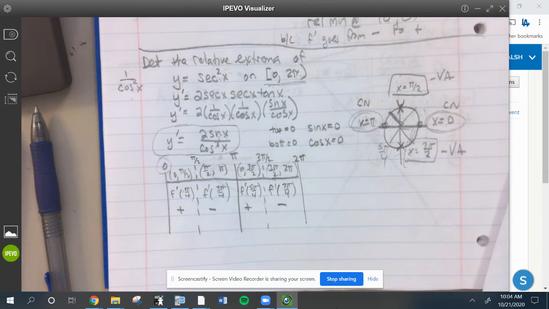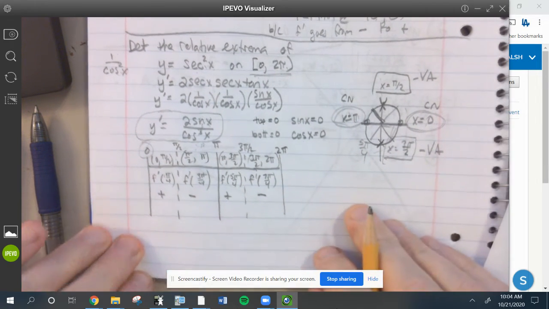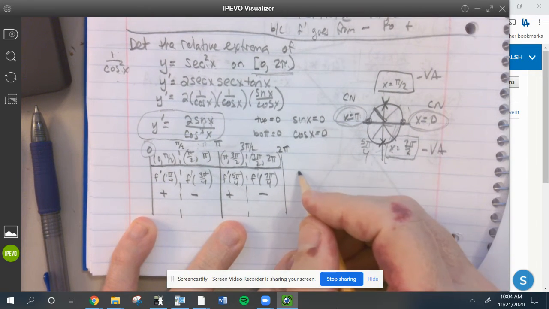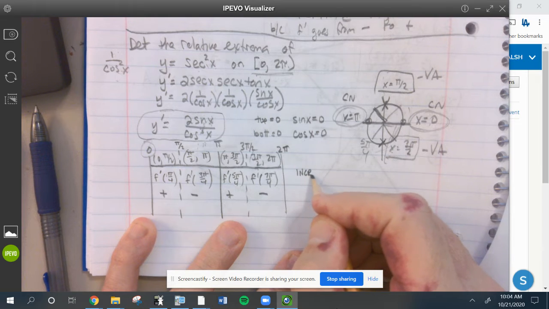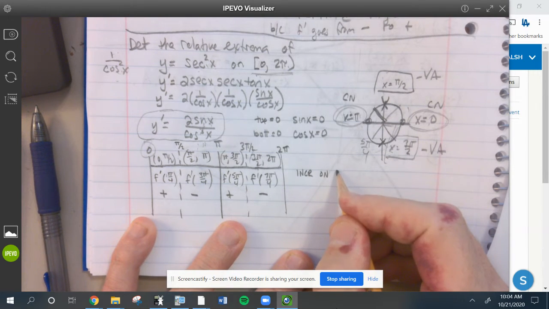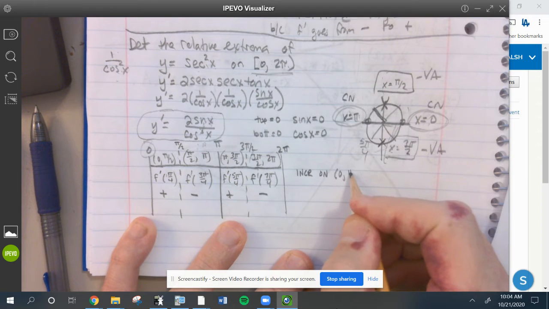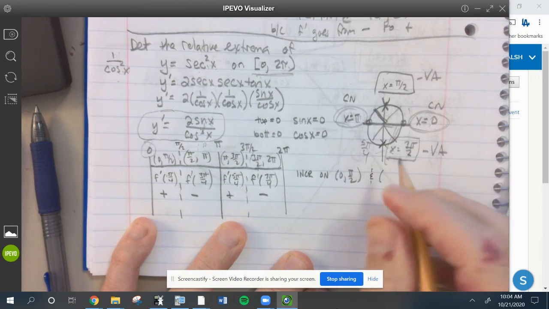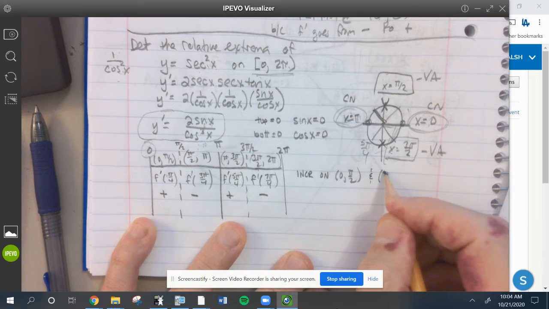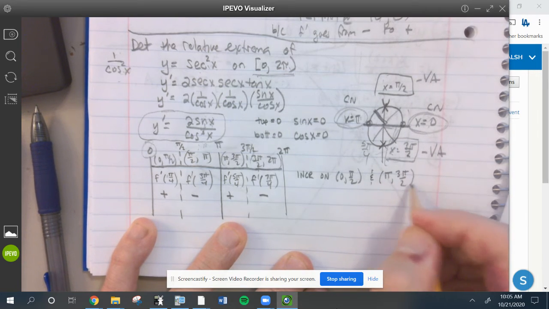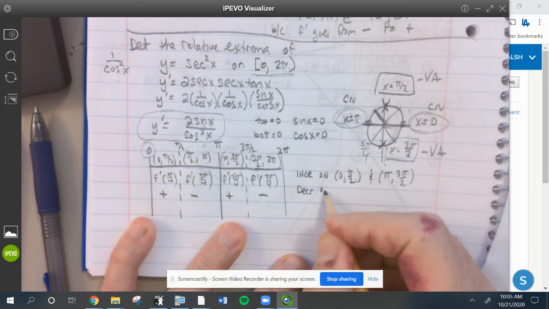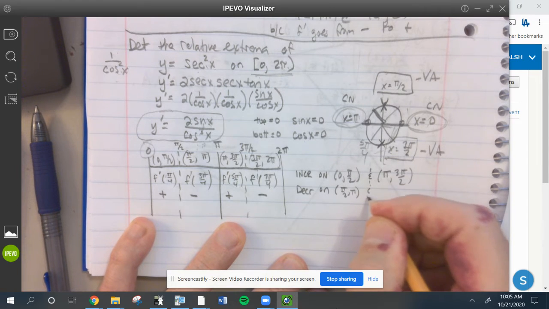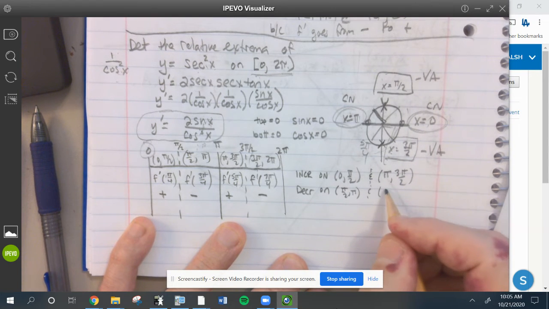So we're supposed to find the relative extrema. I'm going to give you some additional information because I don't think I've done this enough. This function's increasing on the intervals 0 to pi over 2 because the derivative is positive, and then pi to 3 pi over 2. It's decreasing on the intervals pi over 2 to pi, and then 3 pi over 2 to 2 pi.